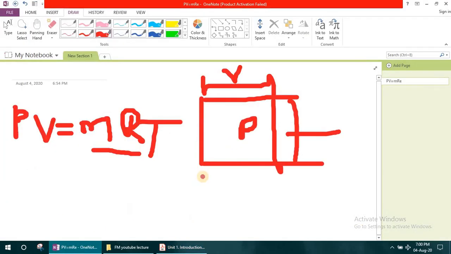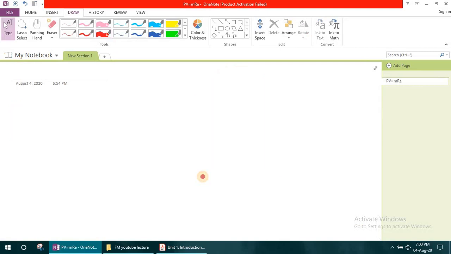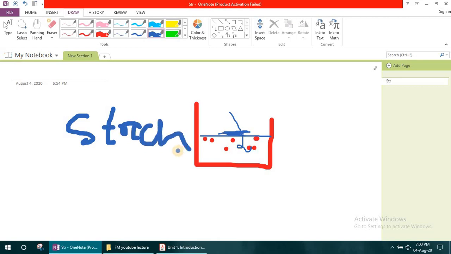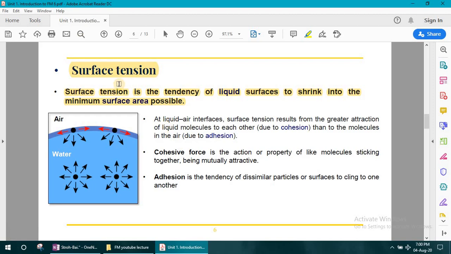One more example I will give you. Suppose you have one glass filled with water, and if you put a small stick horizontally over this glass, it will not sink into the water, because the upper layer of water works like a stretched membrane. It will work like a stretched surface, and this stretching of the surface is known as surface tension. It is because of the surface tension.